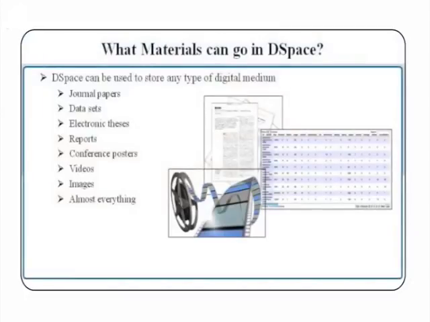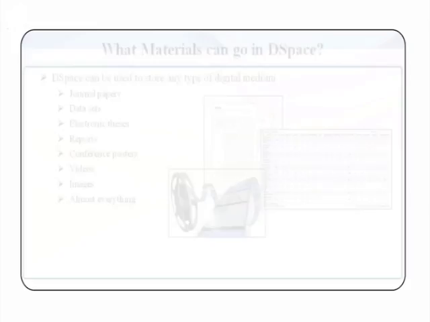DSpace can be used to store any type of digital material. It can store journal papers, datasets, electronic theses, reports, conference posters, videos, images. Logically speaking, DSpace can be used to store any material which is available in digital format.